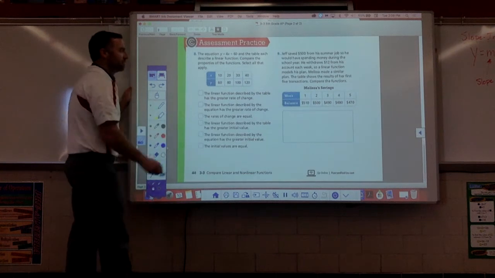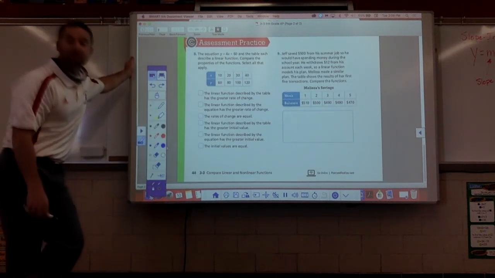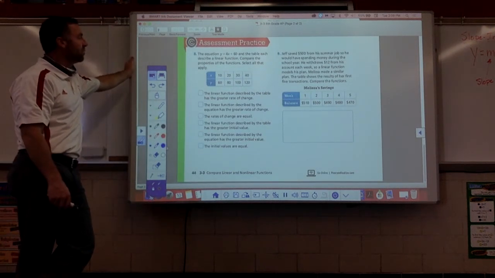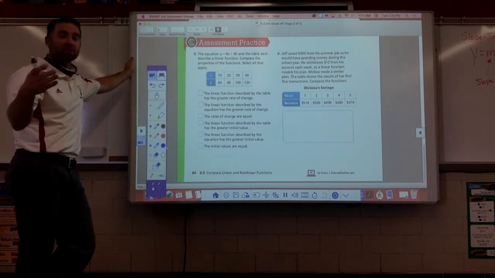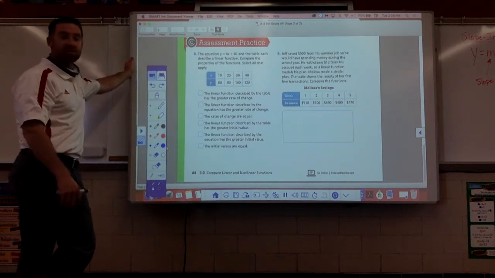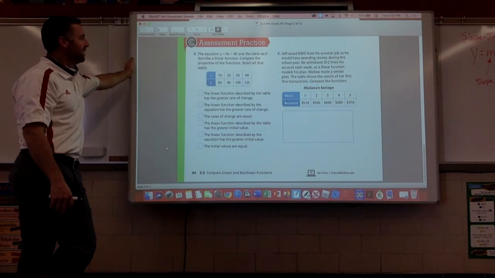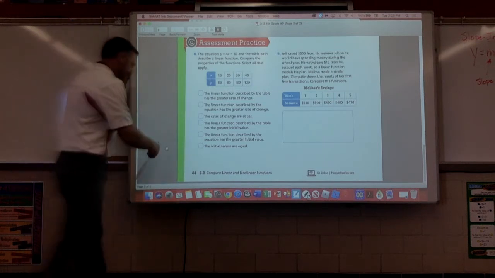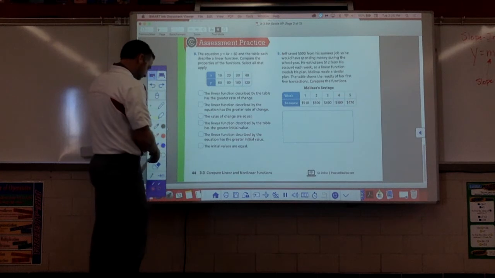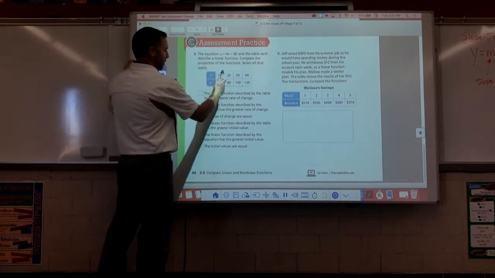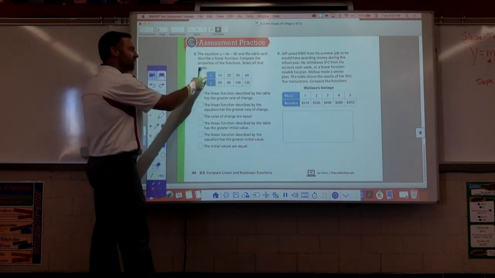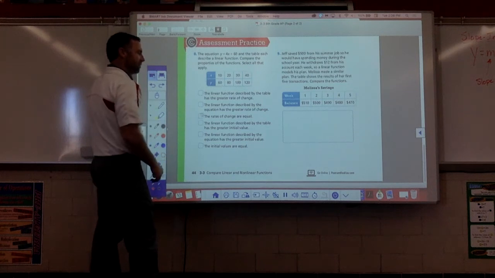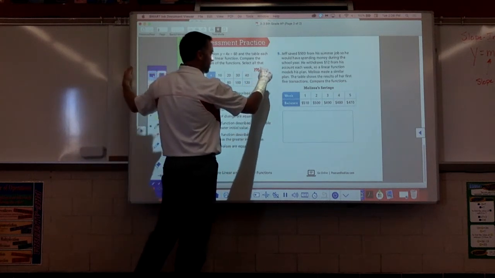All right, number 8. The equation y equals 4x plus 60 and the table each describe a linear function, which once again means it increases or decreases at a constant rate. Compare the properties of the functions. Select all that apply. Well, I think we better look at this one. Pretty easy. I wonder what our rate of change is in this table. Well, let's find our slope.